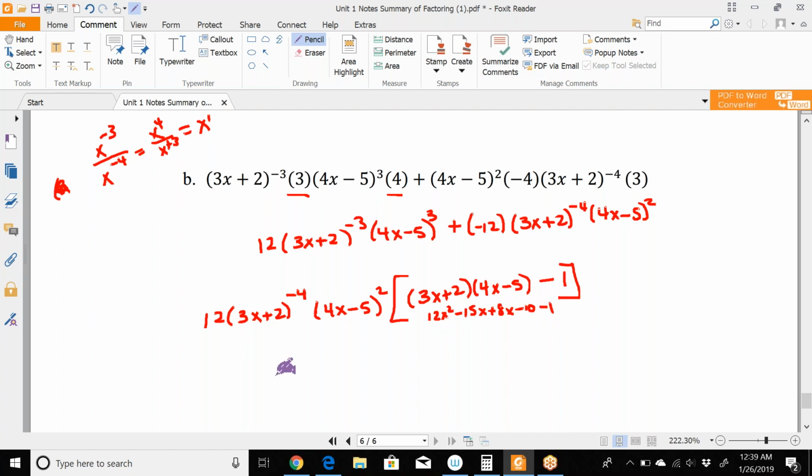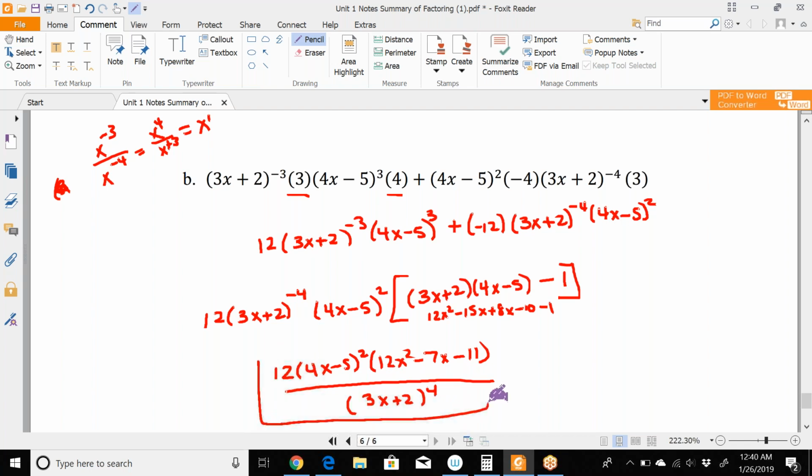So for my final answer, I have a 12. I'm going to skip this guy for a second. I have a 4x minus 5 squared. I also have a 12x squared minus 7x, because I'm subtracting my like terms, and then minus 11. And the reason I didn't write anything for this is it's a negative exponent. It needs to move that whole binomial attached to it to the denominator. So it's all over that to the 4th.